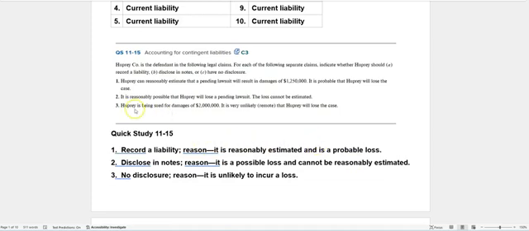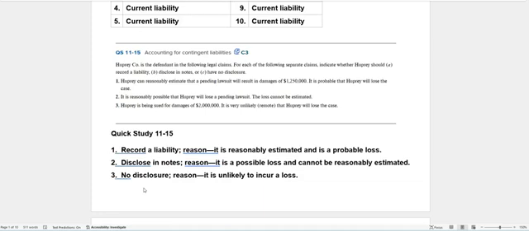And finally, if this company is being sued for damages of $2 million, and the lawyers have said it is so remote, it is very unlikely that you will lose and you will have to pay anything. We don't have to report it in the accounting system. We don't have to report it within the balance sheet.